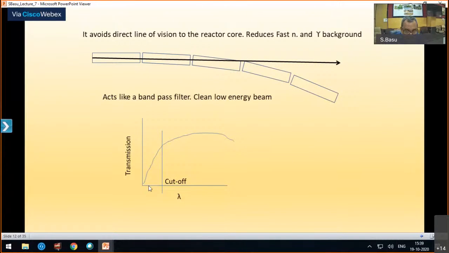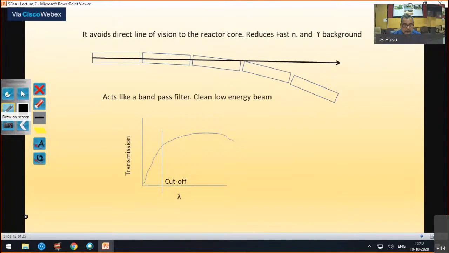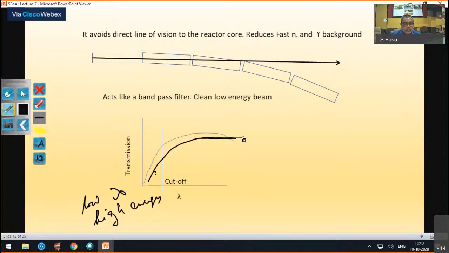Well, one more point is that when you look at a bent guide, the transmission curve looks like this. Another preferable thing is that it rises with lambda like this and goes to a saturation. So on the lower side, it cuts off the low wavelength, or high energy neutrons, and allows the low energy neutrons to be transported.